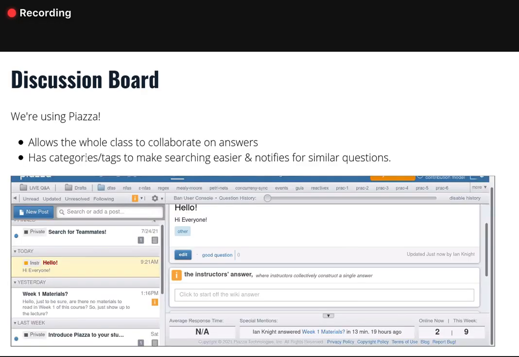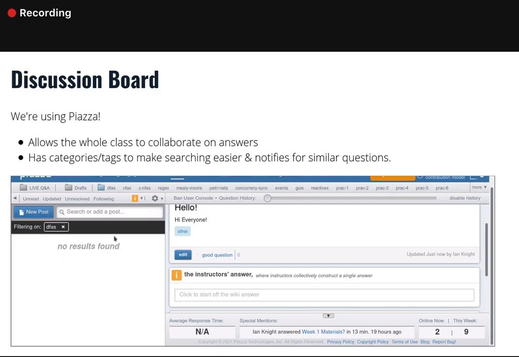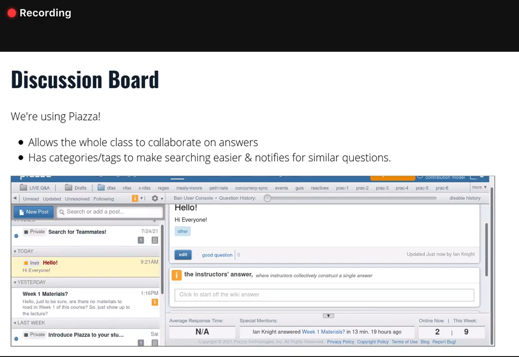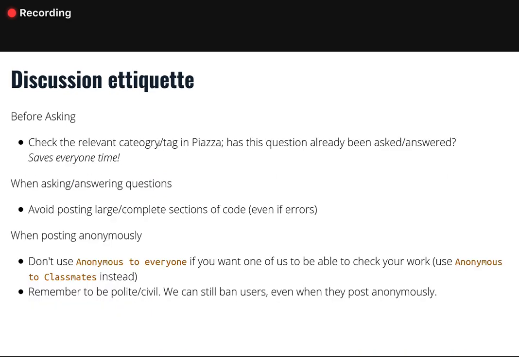But one of the nice things about Piazza is that you can click on each of these topics up here. So if your topic was about DFAs, for instance, if you click on DFAs, it's going to filter out just the questions about DFAs. And similarly, all these other topics, you can filter by those. So it should be fairly easy to take a quick look and see, does this question already exist? And if it does already exist, take a look, maybe add to the question if you're unsure.